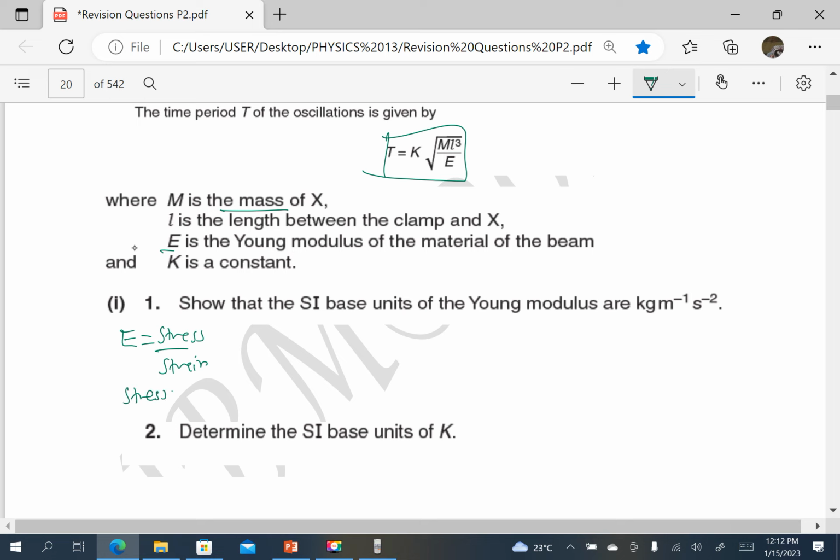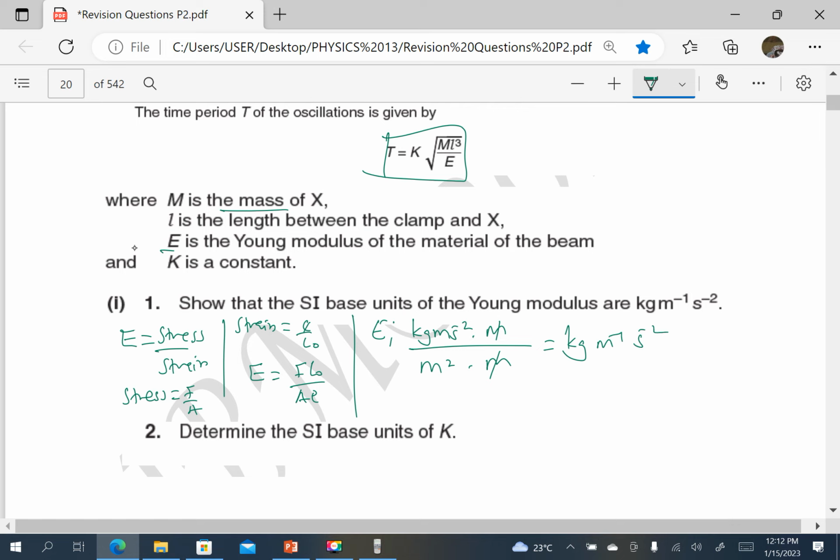And you also know that strain is extension over original length. So we substitute. Young modulus is going to be force times original length over area times extension. So now we find the units. The base units, force, that is kilogram meters per second squared. Original length, that is meters. Area, that is meters squared. Extension, that is meters. So M cancels. So this gives us kilogram, M over M squared, that is per meter, and per second squared. It's the same as pressure.